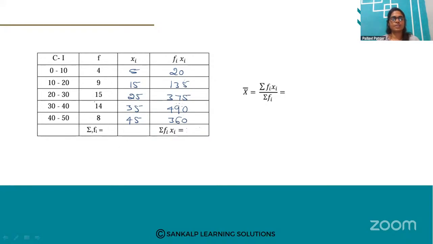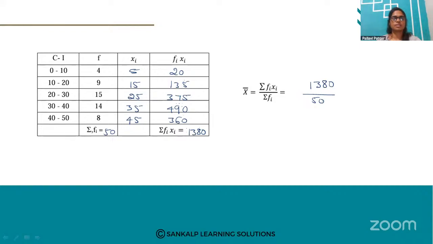Now we find the sum of the frequency, summation fi is 50. Summation fi xi is the sum of the products, which is equal to 1380. By using the direct method, calculate the mean: summation fi xi, 1380, divided by 50.